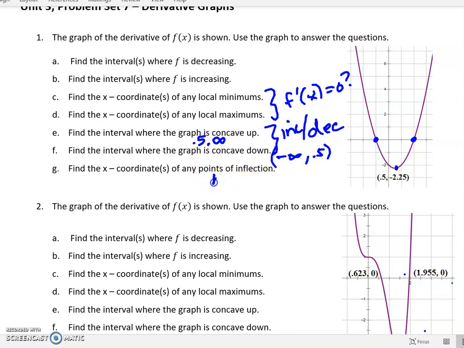And then points of inflection, remember, are maxes or mins of the first derivative. So there's one point of inflection at x equals 0.5.